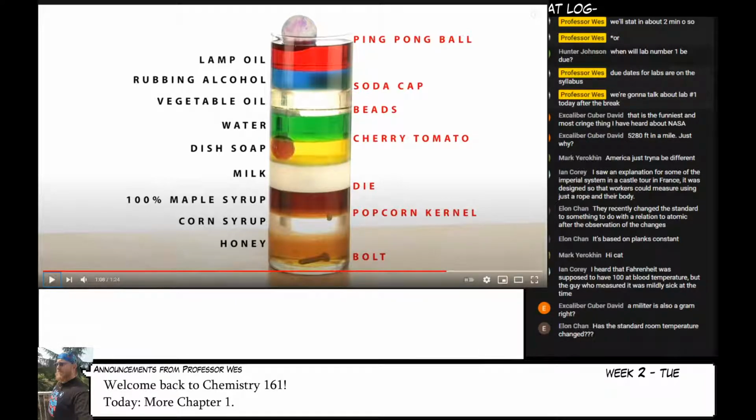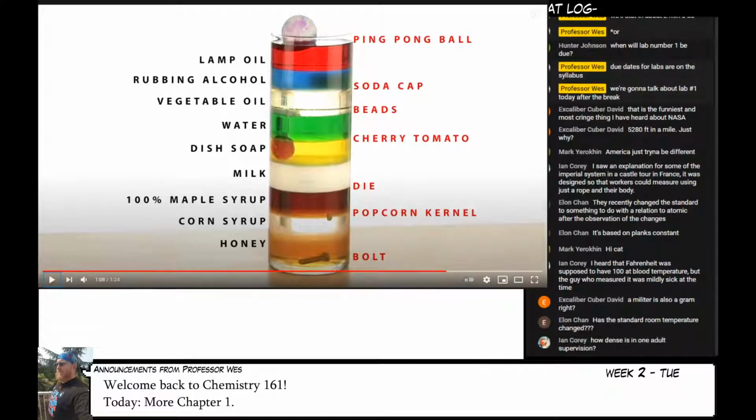The bolt is the most dense, so it's sunk all the way to the bottom. Then the honey is the next most dense, then corn syrup, then the popcorn kernel. Maple syrup, dice, milk, dish soap, cherry tomato, water, beads, vegetable oil, soda cap, rubbing alcohol, lamp oil, and the ping pong ball, which is full of air, so it's going to float on the top. So that's kind of cool that you can put all of these different things in there.